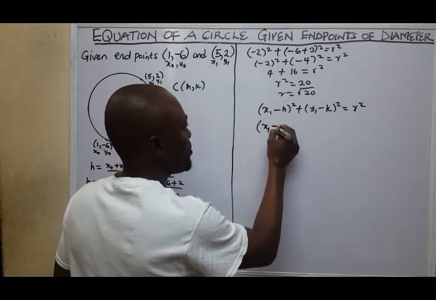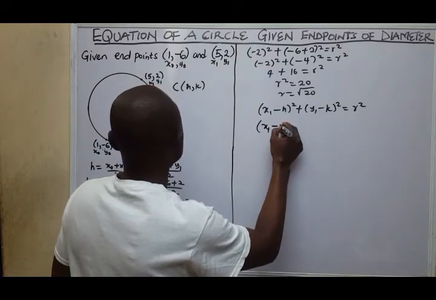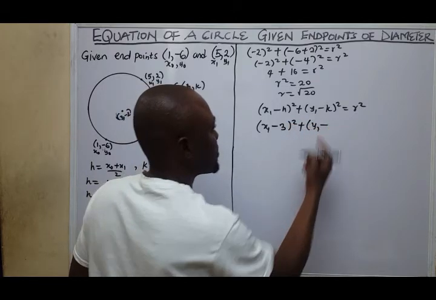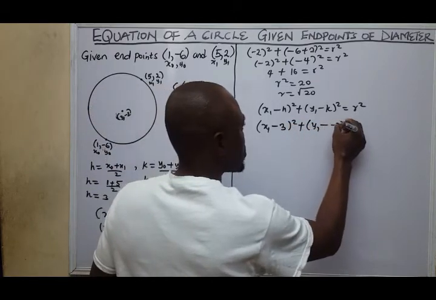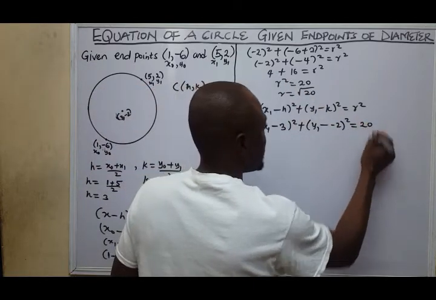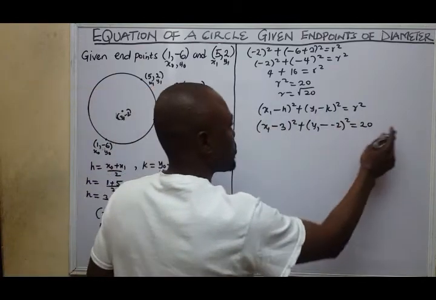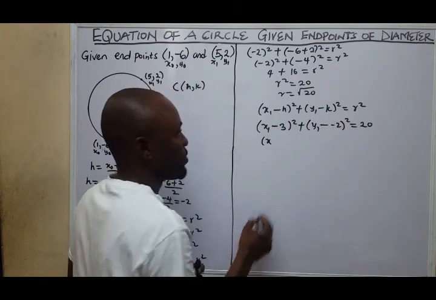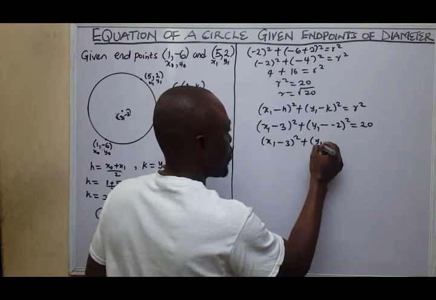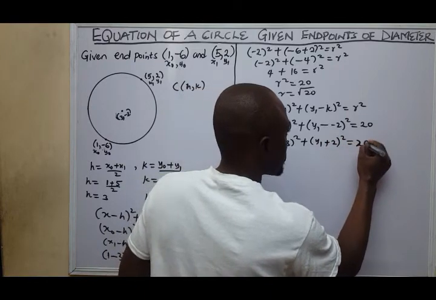x₁ minus the center h, which is 3, all squared, plus y₁ minus k, which is -2, all squared, equals the radius r², which is 20. So I'm going to plug that in. So this is the equation of the circle in the standard form: (x₁ - 3)² + (y₁ + 2)² = 20.